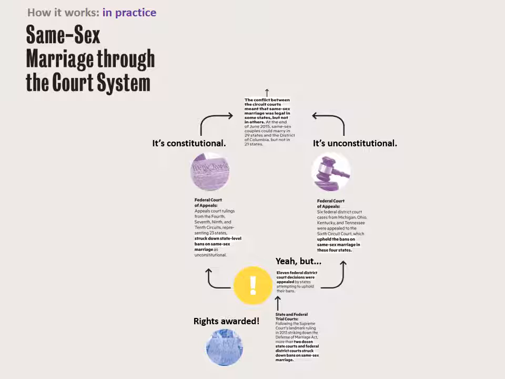The conflict between the circuit courts meant that same-sex marriage was legal in some states but not in others. At the end of June 2015, same-sex couples could marry in 29 states and the District of Columbia, but not in 21 states. So to resolve this, it goes to the Supreme Court.